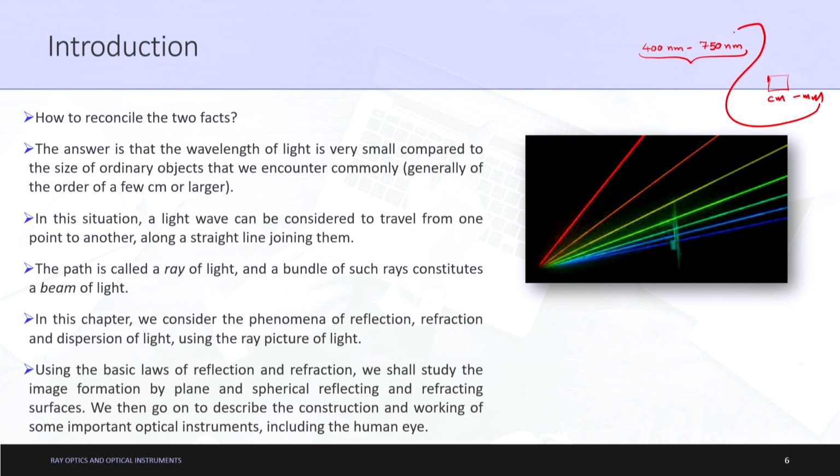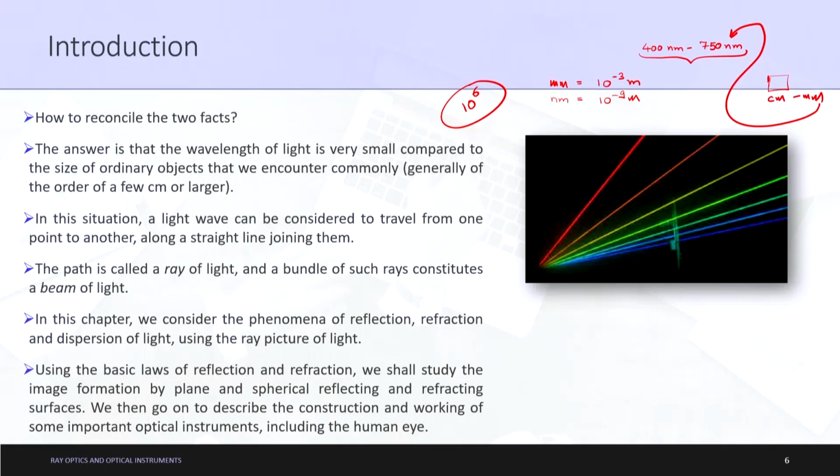Even a millimeter is very large compared to nanometers, because a millimeter is 10^-3 meters and a nanometer is 10^-9 meters. As you can see, the order is 10^6 times greater. So because there is such a high order difference between the wavelength of light and the objects, the wavelength of light is very small compared to the size of ordinary objects that we encounter commonly, generally of the order of a few centimeters or larger.